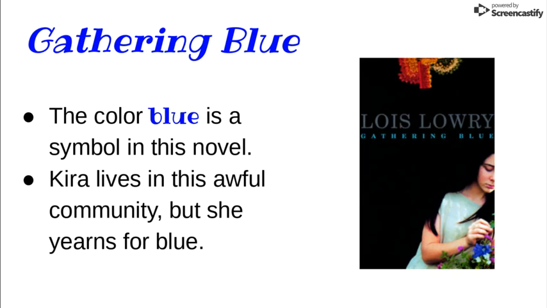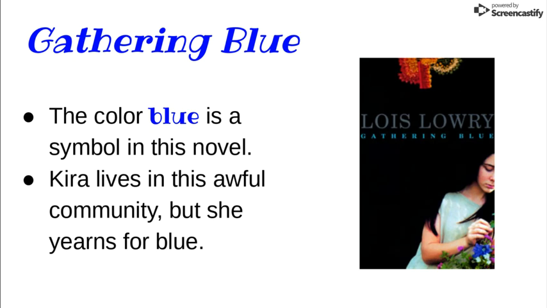Kira lives in this awful community. People are cruel to each other. They put their children in pens. The council edifice is stealing talents from children to shape the future they want. So basically everything's awful. But she yearns for blue, which is not in this community. Matt brings her blue from Yonder.